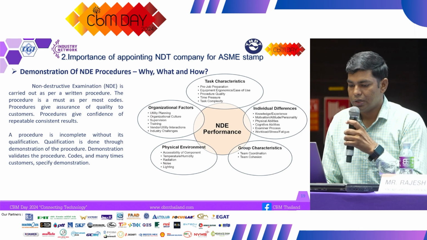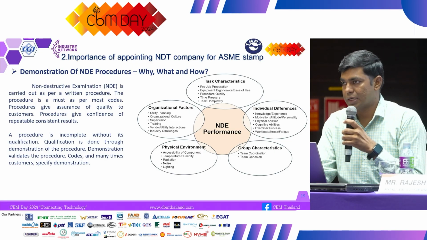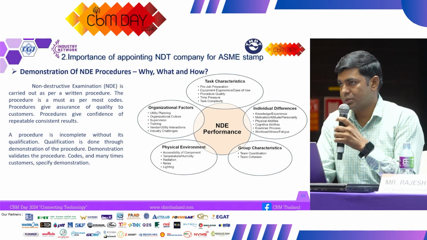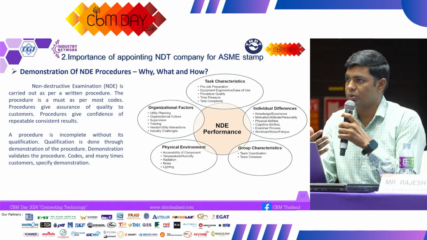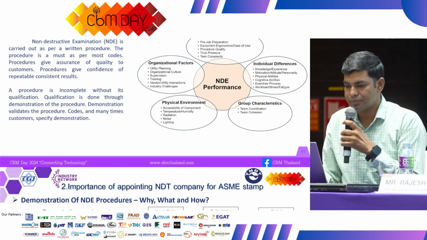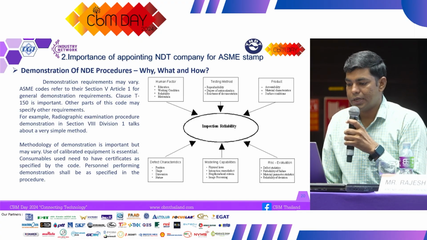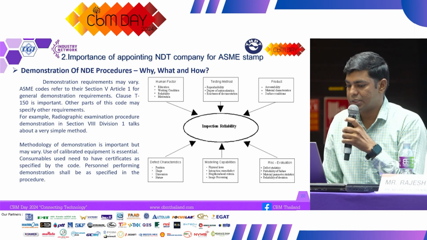Demonstration validity: the procedure code may be set by the customer, specifying the demonstration. Sometimes the client needs a demonstration, or they may simply trust ASME. ASME needs the first AI and AIS consultant, who have a list and confirm everything. As per ASME Section 5, Article 1, the demonstration is generally defined, and T-150 is important. If a stamp is used, then this demonstration is a basic requirement.